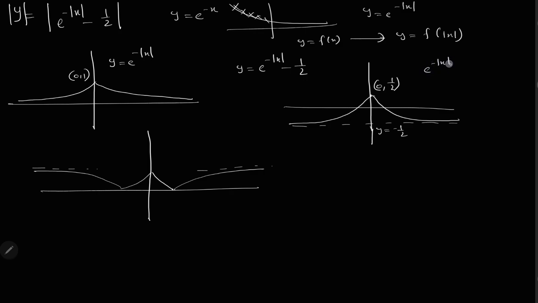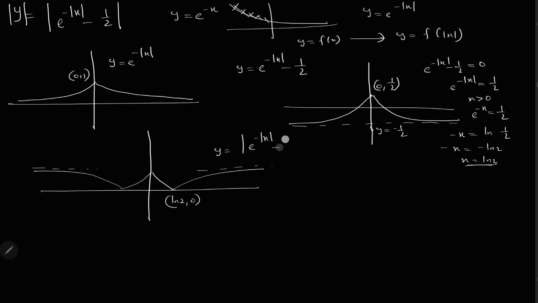e raised to minus mod x minus half equals 0. e raised to minus mod x is half. I am taking x as positive. So e raised to minus x is half. Apply logarithm. Minus x is log half. So minus x is minus ln2, so x is ln2. Okay, so this is (ln2, 0). If you want, we can substitute. Just substitute this. Is it correct? e raised to minus ln2 is 1 by e raised to ln2, which is 1 by 2. Yes, it's correct. The other point will be (minus ln2, 0). So this is our graph.